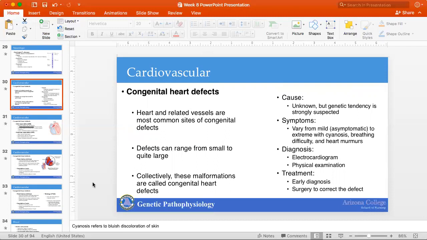Cause: unknown, but genetic tendency is strongly suspected. And looking at symptoms, they vary from mild asymptomatic to extreme with cyanosis, breathing difficulty, and heart murmurs. Diagnosis will be through an electrocardiogram and physical examination. Treatment: early diagnosis and surgery to correct whatever the defect is.